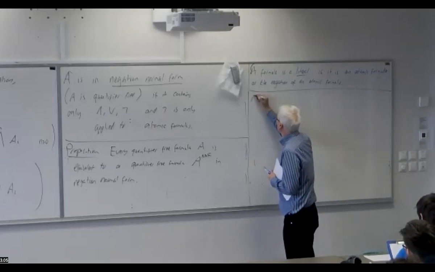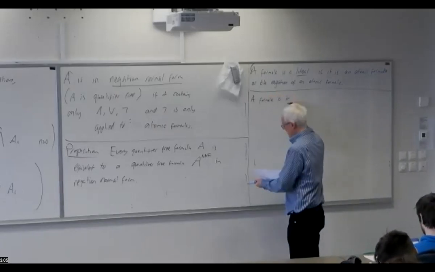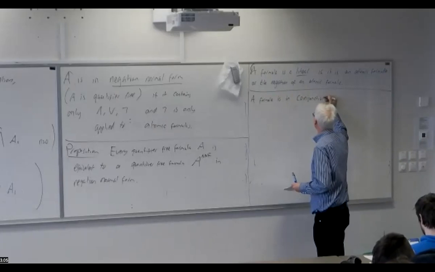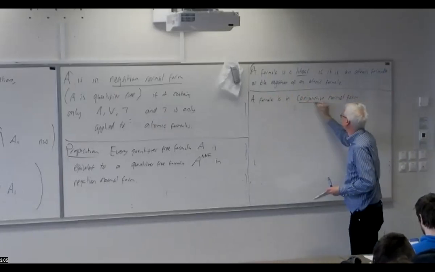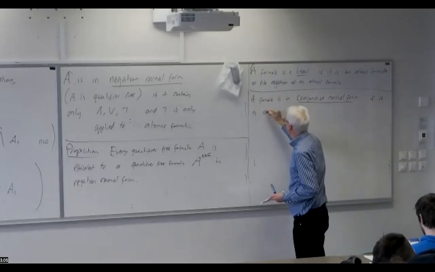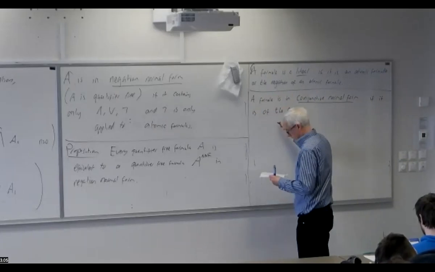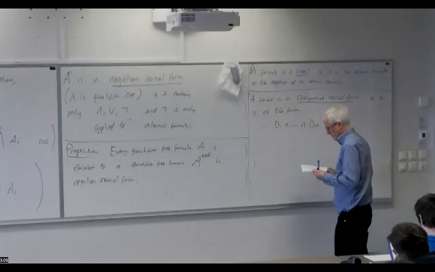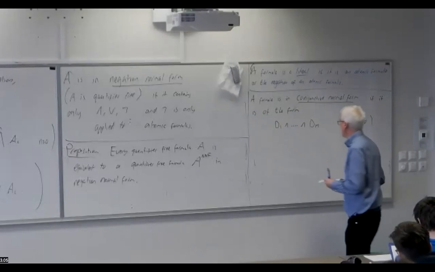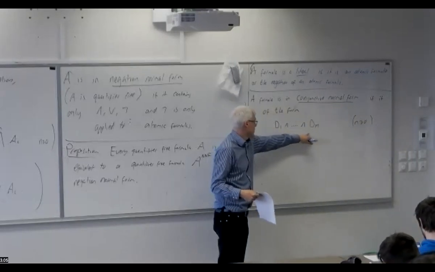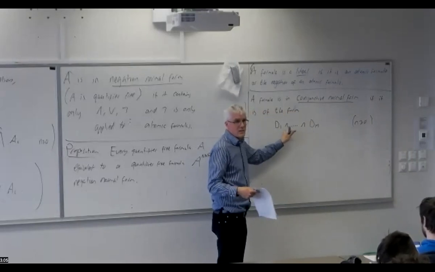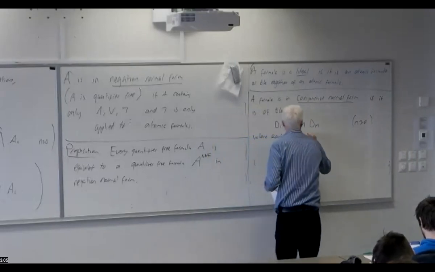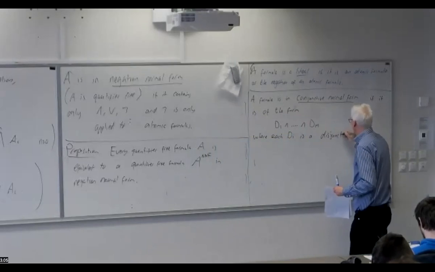Let's do that. So a formula is in conjunctive normal form if it is of the form D1 and so on, some finite conjunction, possibly, m may be 0, so it may be true. It's some finite conjunction of formulas Di, where each Di is a disjunction of literals.